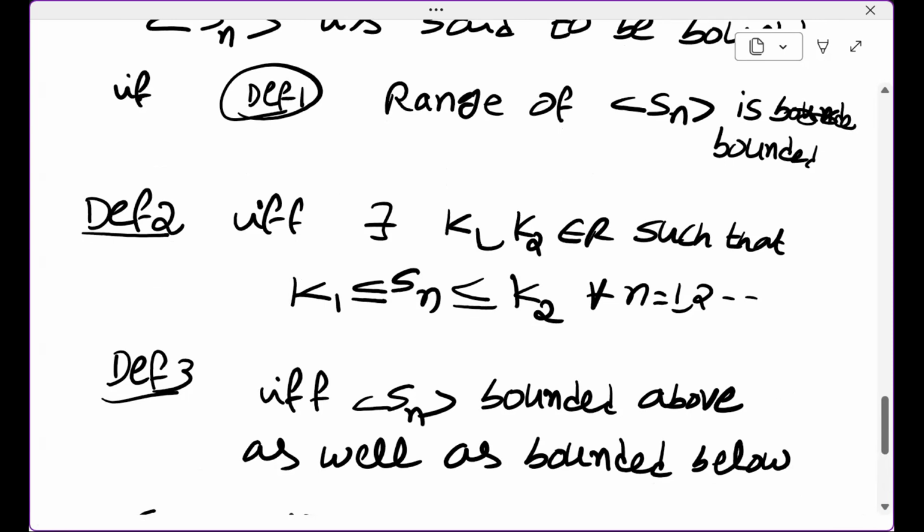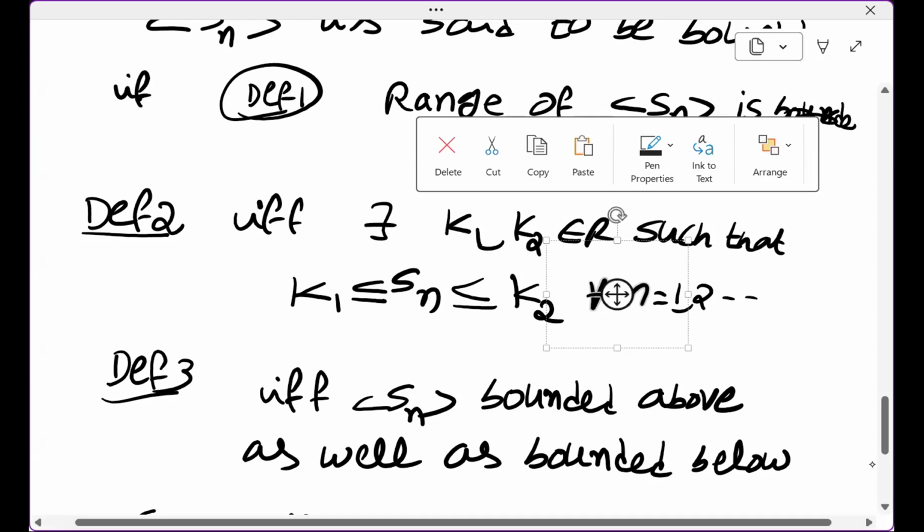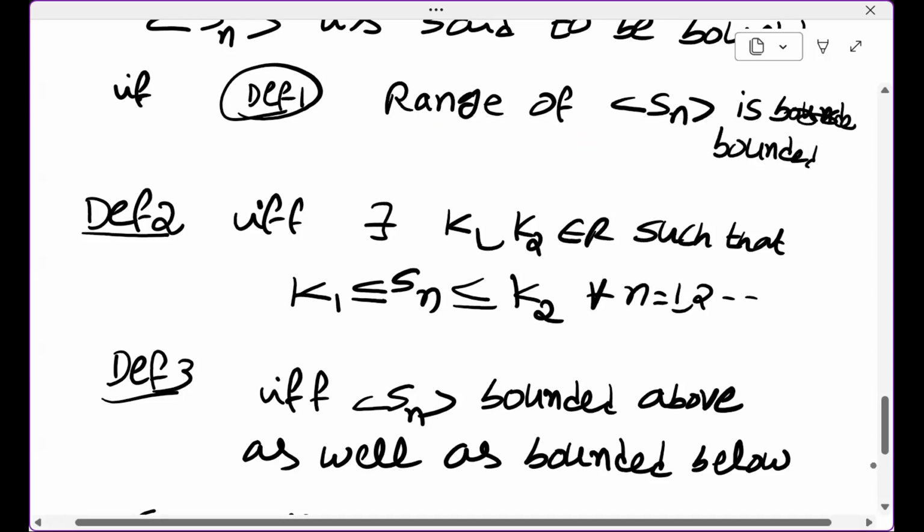So what is meant by upper bound? The second definition is: if and only if there exist constants k1 and k2, real numbers, such that Sn lies between k1 and k2. k1 is the lower bound and k2 is the upper bound. So if the nth term of the sequence is between two constants for all n, that is S1 between k1 and k2, S2 between k1 and k2, and so on, the sequence is said to be bounded.